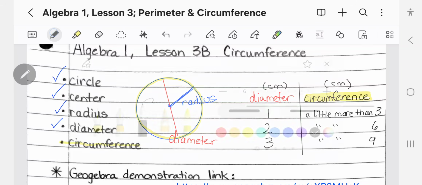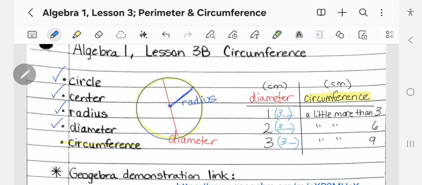So let's think of it this way. What can I do to the diameter number? What can I multiply it by to get the circumference number? Well, I would say 3. 1 times 3 is 3, 2 times 3 is 6, and 3 times 3 is 9. But it keeps getting a little bit more and more each time. So it's a little bit more than 3. So it's like 3 point something, some number, right?